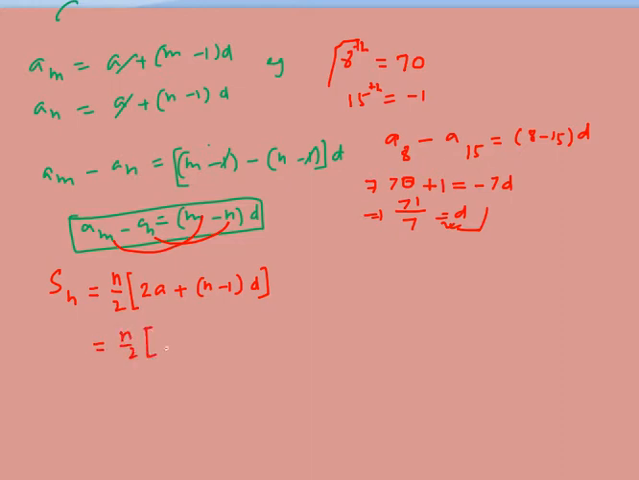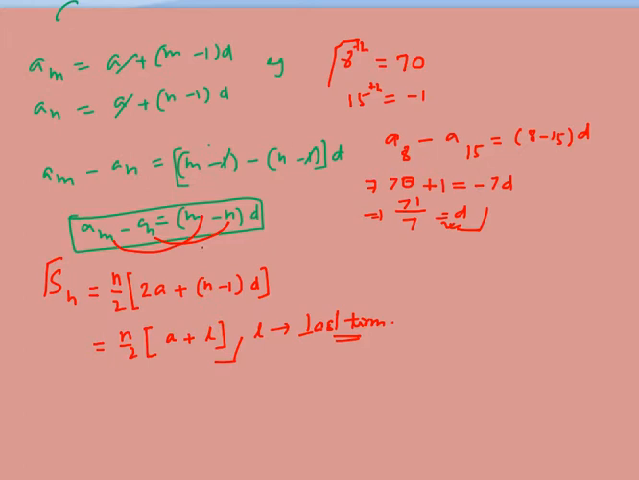This is n by 2 times (first term plus L), or an. Here L means the last term of the sequence, right? So if you know this, you can easily find the sum.